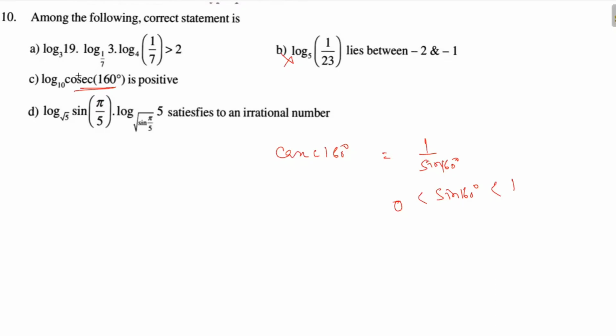So what we are looking at is whether it is going to be positive. If it is greater than 1, then log 10 to the base 1 is going to be 0 at 1. Other than that, if it is greater than 1, then it is going to be positive itself. Let's keep a check on that.